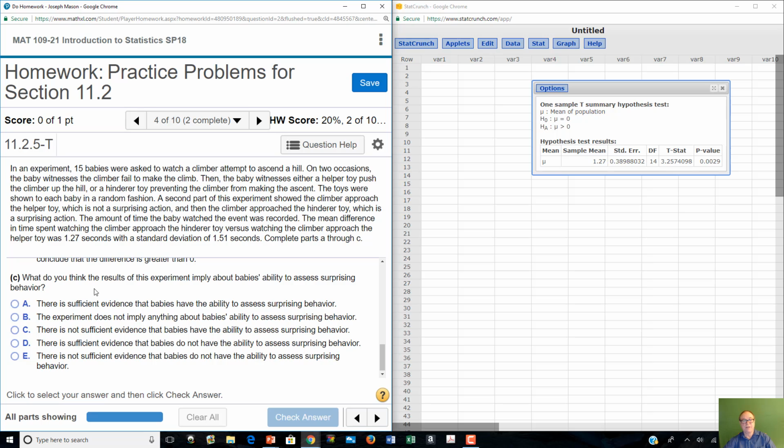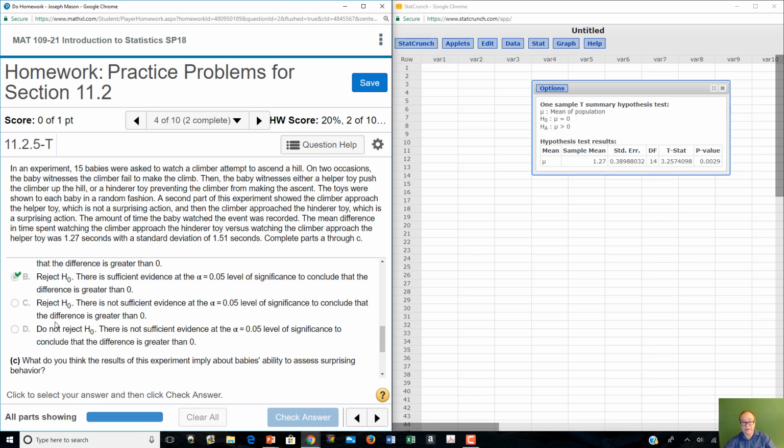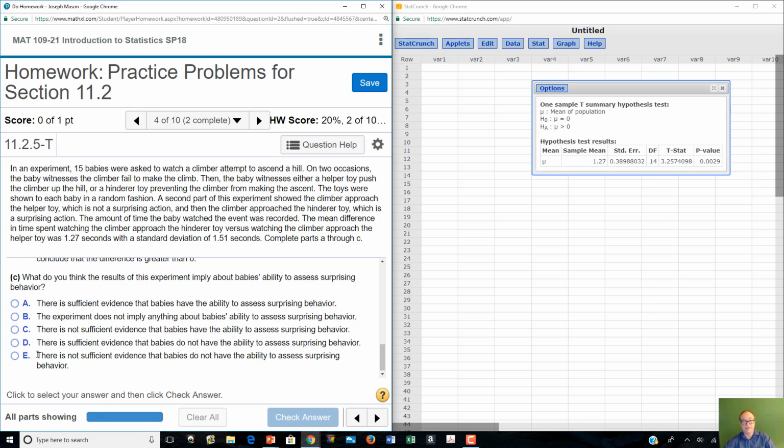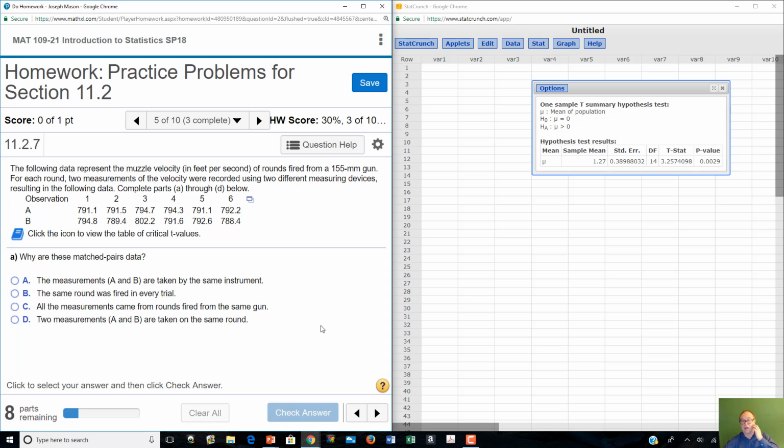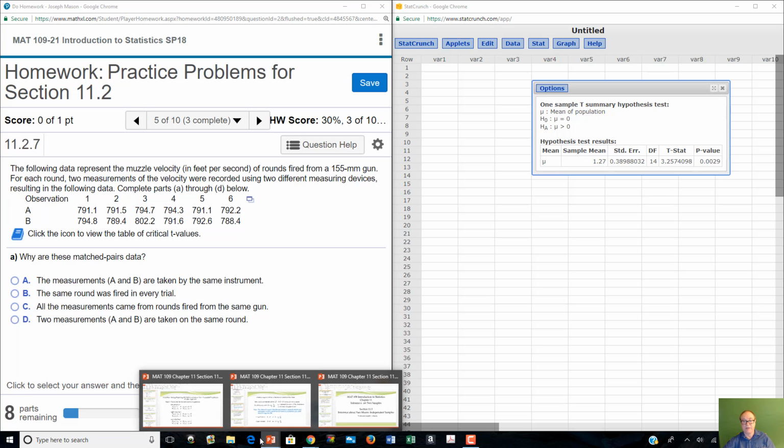Okay. What do you think the results of the experiment imply about babies' ability to assess surprising behavior? Well, there was sufficient evidence that one was longer, so there is sufficient evidence. So it looks like A or D. There is sufficient evidence that babies have the ability to assess surprising behavior. There is sufficient evidence but do not have the ability. Well, we were trying to show they do have. So there we go. Okay. Next question. All right, let me go back here to the PowerPoint.